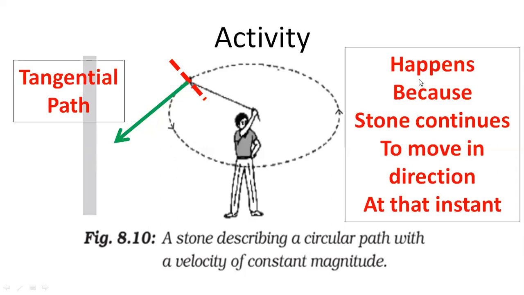Okay, so what is the reason? It happens because the stone continues to move in the direction at that instant. At that instant means what? At this position, it is moving in this direction. So the first question they will ask you is, after cutting the thread, what path will it take? That is the tangential path that we know. And what is the reason? Because at that particular instant, the stone has that particular direction, to move in the direction at that instant. That is all, okay? That is the only thing required.